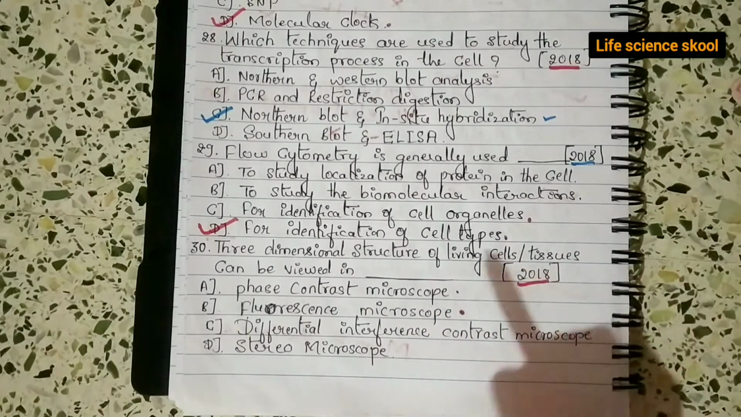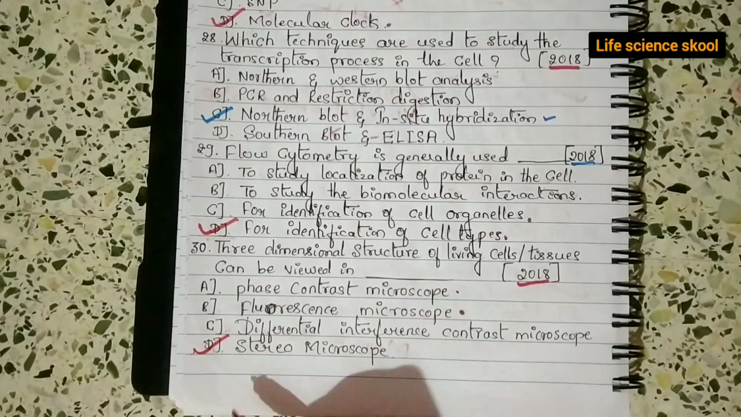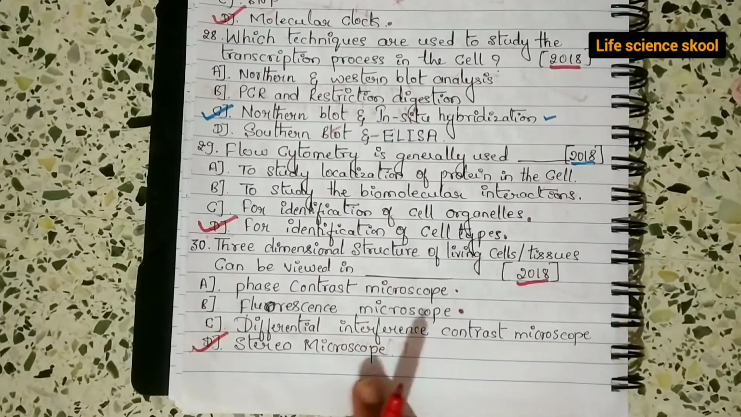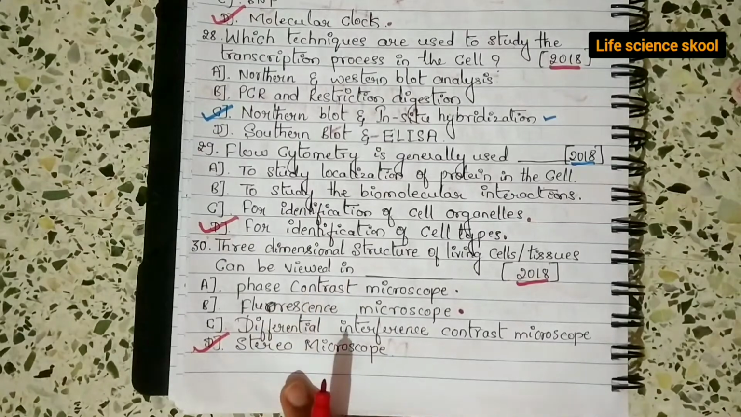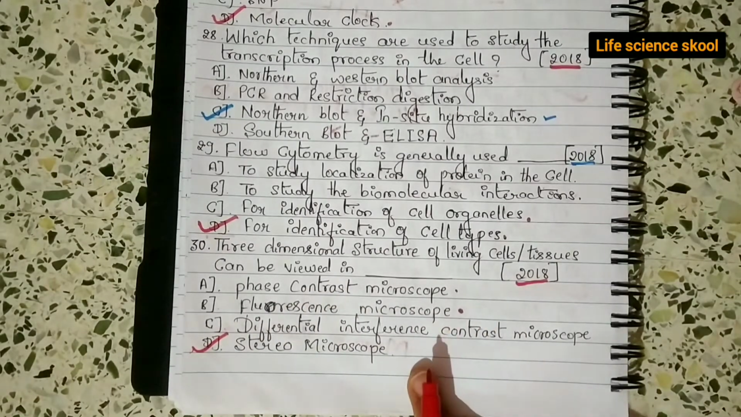We are left with only option D, so option D will be the correct answer. That is the stereo microscope. This stereo microscope gives the three-dimensional view of the living cells and tissues of the specimen. So that's why this is the correct answer.